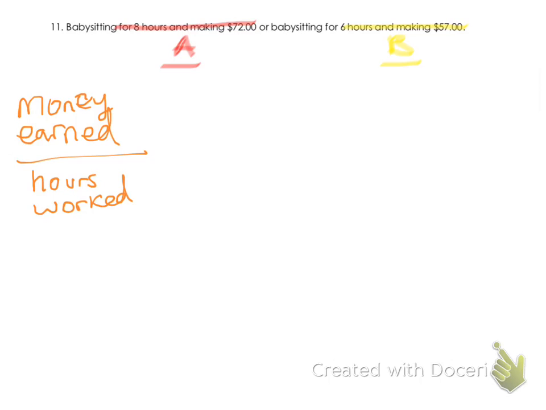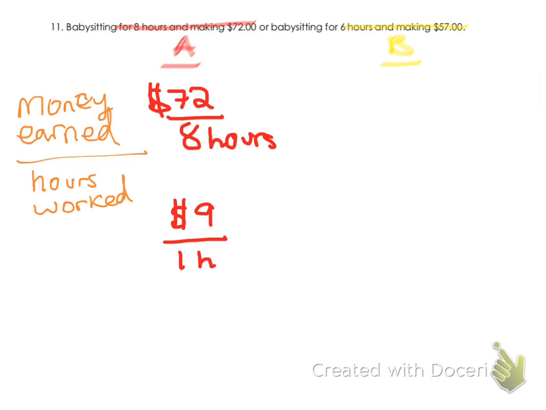So in our first example, they're making $72 for working 8 hours. When we take 72 and divide it by 8, we get 9. So that's $9 for every 1 hour, or $9 per hour. You could also write it that way.